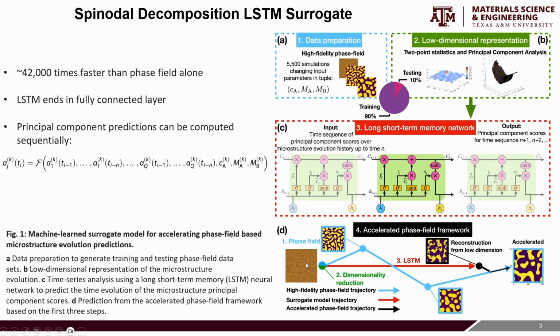And here what's done is you take your stochastic model, you can run it through phase field to see what you get, but you can also run it through dimensionality reduction, put it into the LSTM that's been trained, you get this, and then you can reconstruct it. And the error is actually quite low, within 5%.